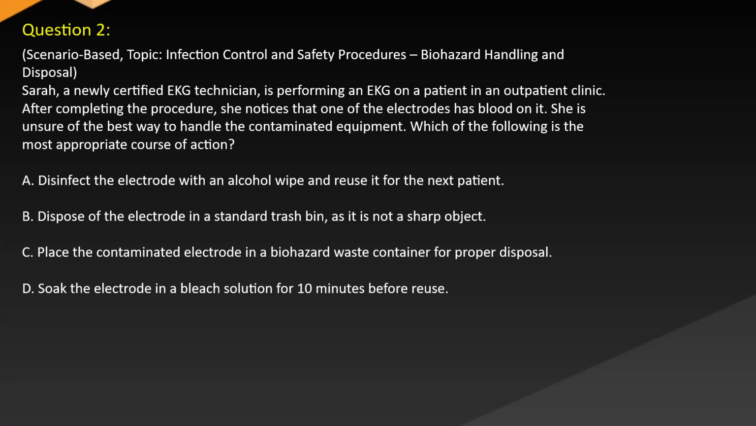Which of the following is the most appropriate course of action? A. Disinfect the electrode with an alcohol wipe and reuse it for the next patient. B. Dispose of the electrode in a standard trash bin as it is not a sharp object. C. Place the contaminated electrode in a biohazard waste container for proper disposal. D. Soak the electrode in bleach solution for 10 minutes before reuse.